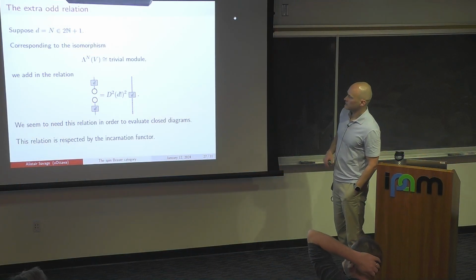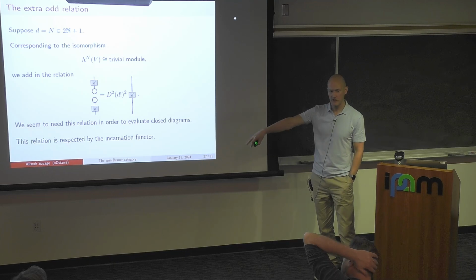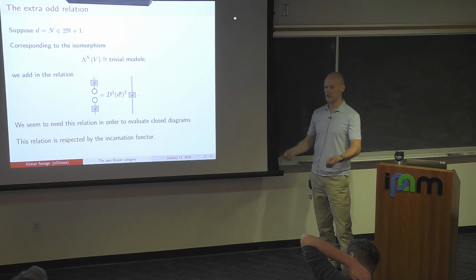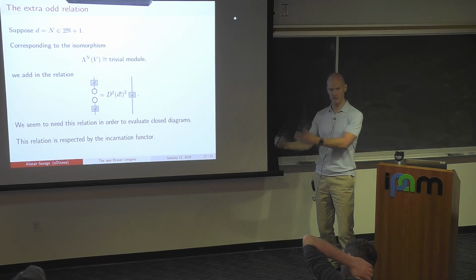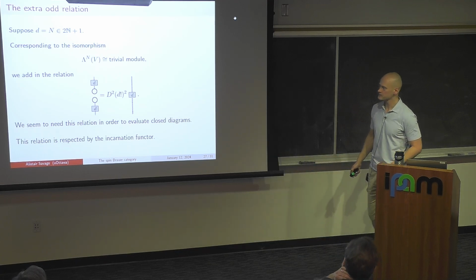Okay, right, and so this relation is respected by the incarnation functor, and then all the statements I said before are true. The kernel is negligible morphisms, so the semi-simplification is the category of modules, etc.